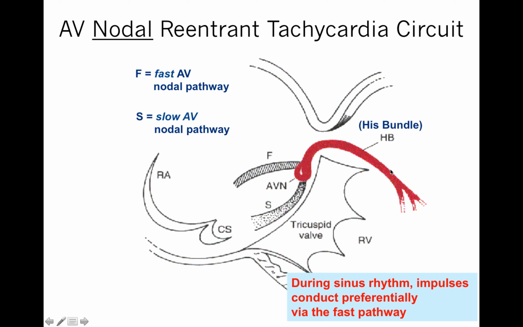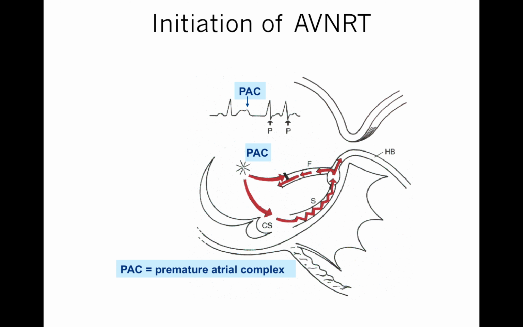However, there are a group of people who have also a slow pathway. And under normal circumstances, the sinus rhythm starts in the sinus node, goes through the atria, and goes down both the fast and slow pathway to the AV node, His-Purkinje system, and down to the ventricles. However, if there's an extra beat, for example, a premature atrial contraction, this can block in the fast pathway of the AV node and go down the slow pathway of the AV node.